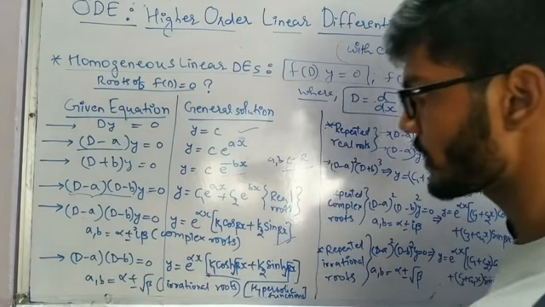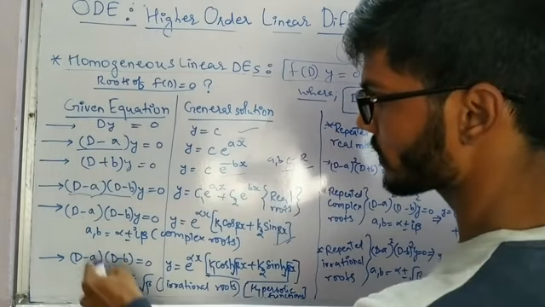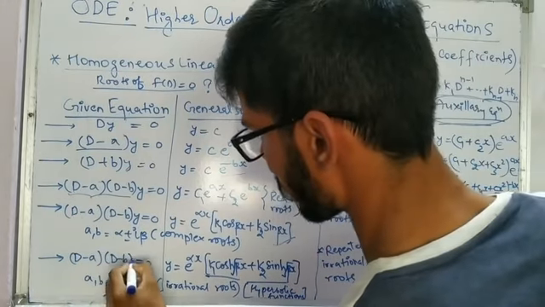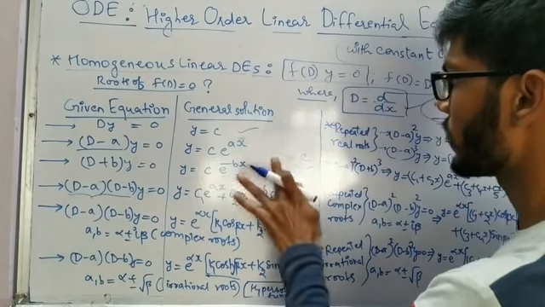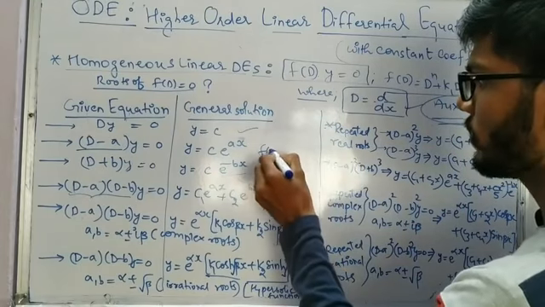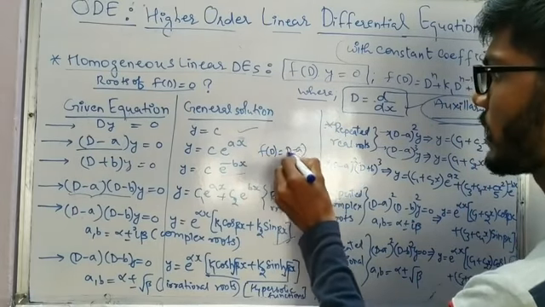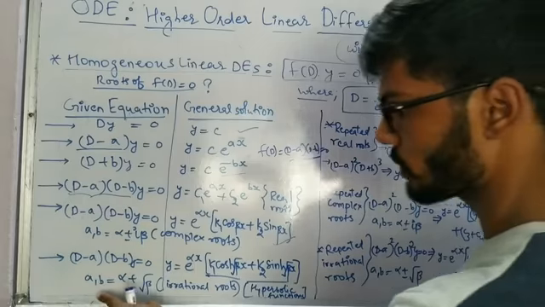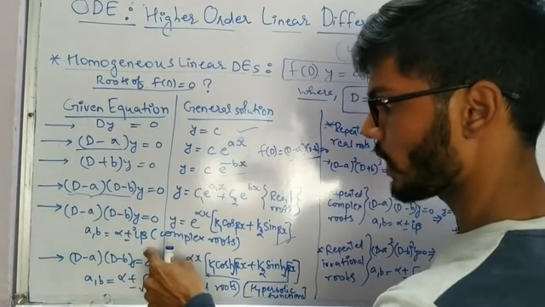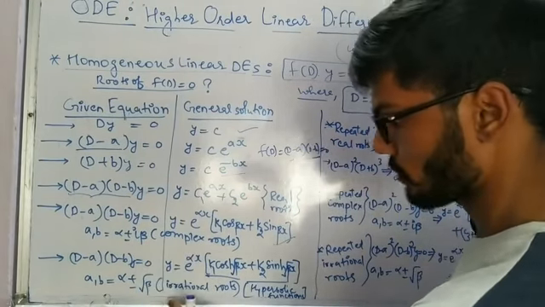In the next case, if the roots are irrational, again the type of expression is the same, (D - a)(D - b) y = 0. So the auxiliary equation f(D) = (D - a)(D - b) = 0, and again the roots are a and b only, but the roots a and b are not real and not complex also.